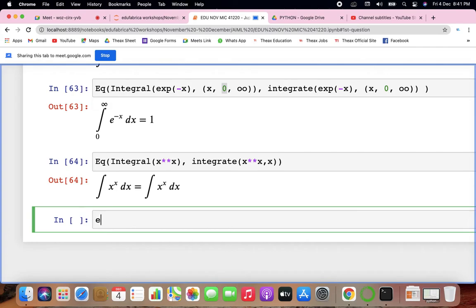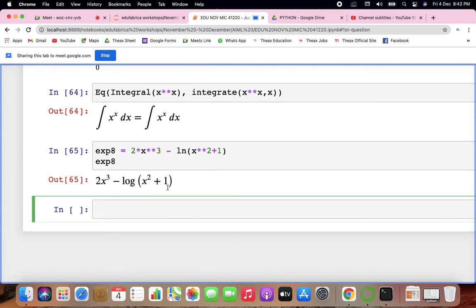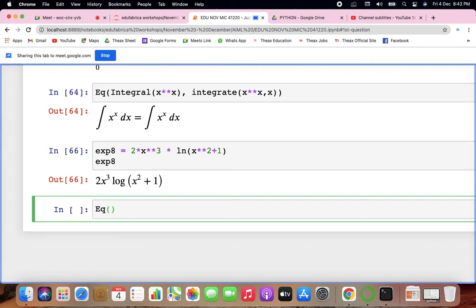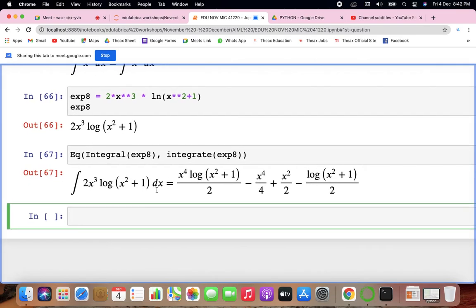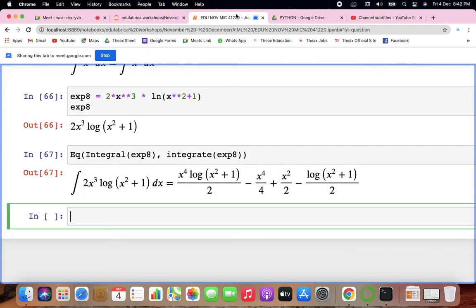Okay, so if we take the expression exp8, the last one: 2 multiplied by x cube minus the log of x square plus 1. That is 2x cube minus log of x square plus 1. Just a minute, the negative was not there, but just multiply. We need to integrate this. Simple. Integral of exp8, and then integrate it with exp8. So the integral of 2x cube, log of x square plus 1, dx is equal to this, right? These are the things, how it is being made.